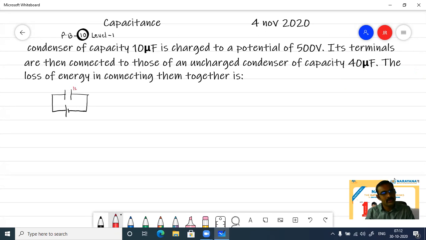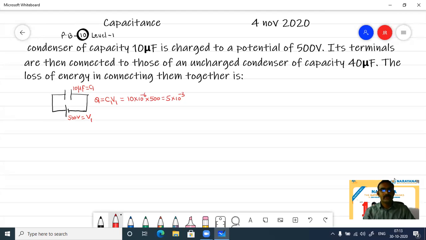So this is a 10 microfarads capacitor and this is 500 volts, and the charge stored Q is equal to C into V. So I will say C1 V1, where this is our C1 and this is our V1, the initial potential and capacitance. So that is 10 into 10 to the power of minus 6 into 500. So we will get 5 into 10 to the power of minus 3. This is the meaning of the first sentence.